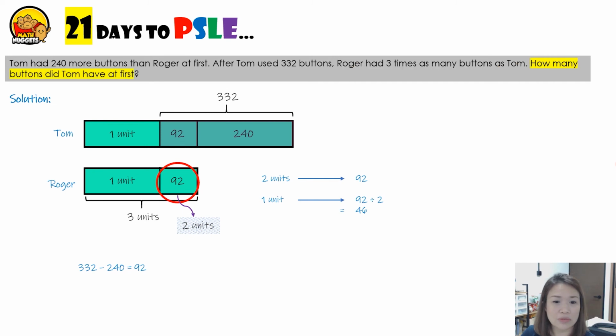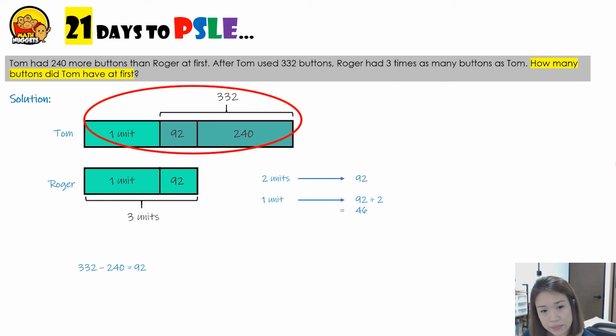And the question wants us to find out how many buttons did Tom have at first, which is the whole bar for Tom, right there. So we simply need to take 1 unit, which is 46, plus 332, and that gives us 378 buttons for Tom.